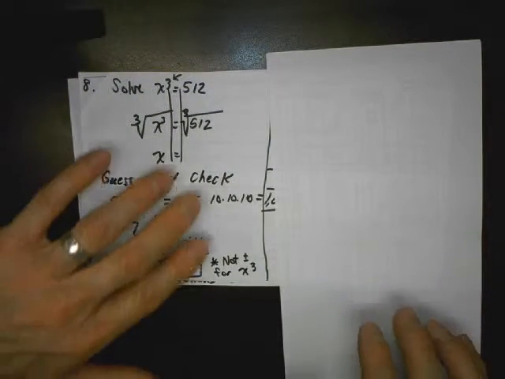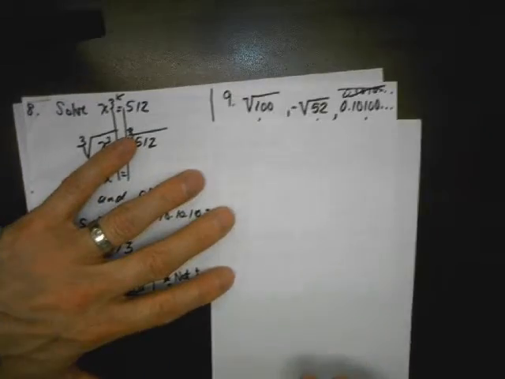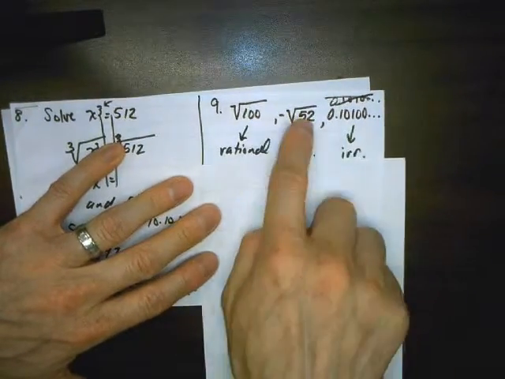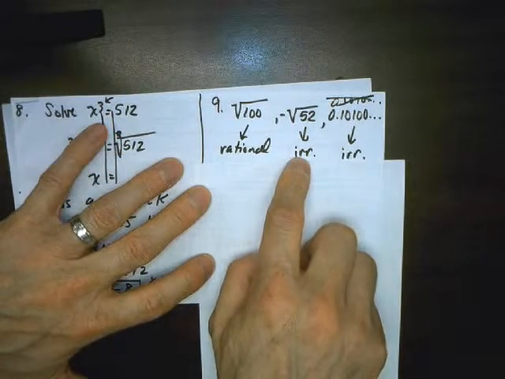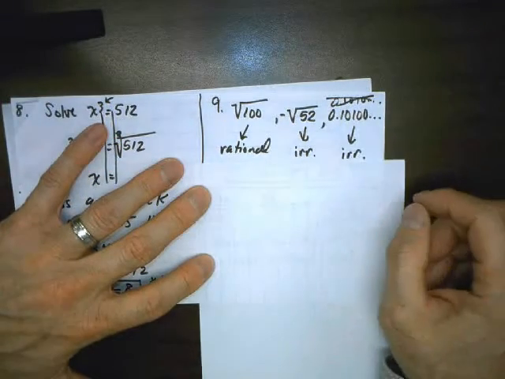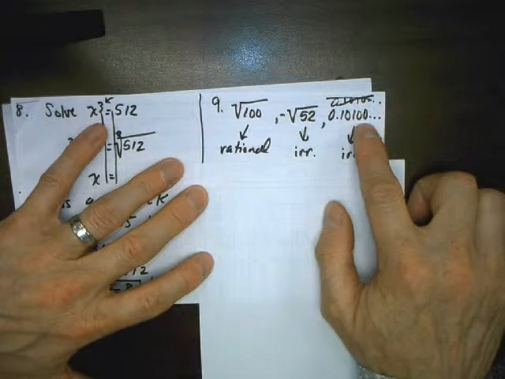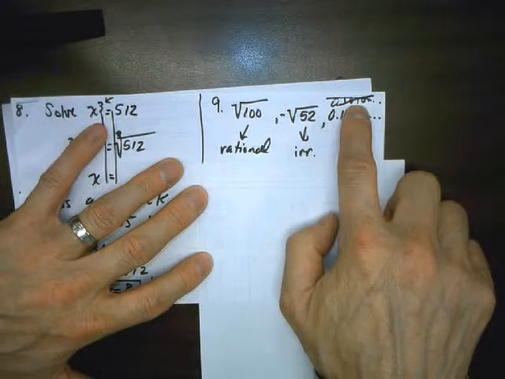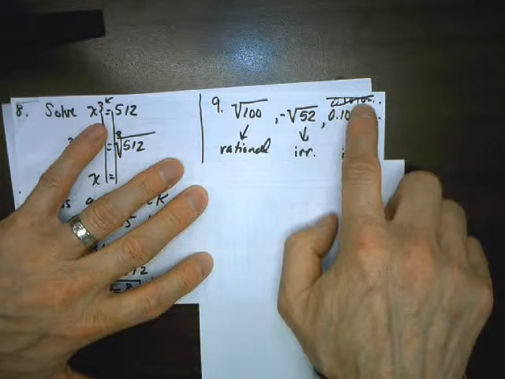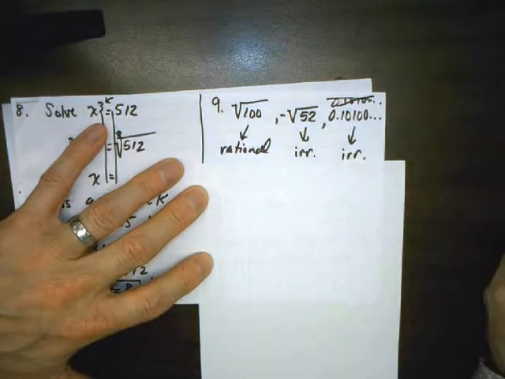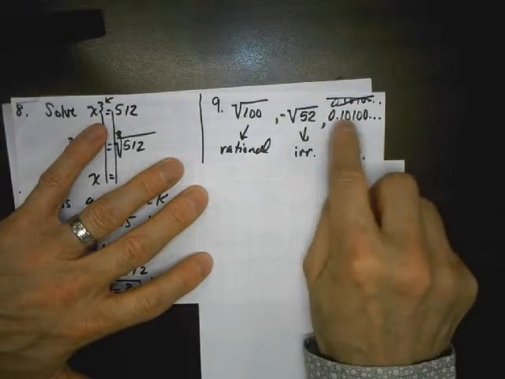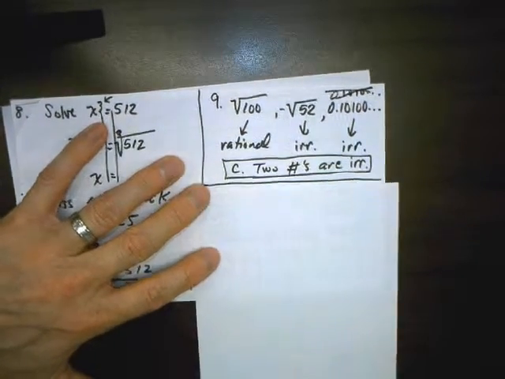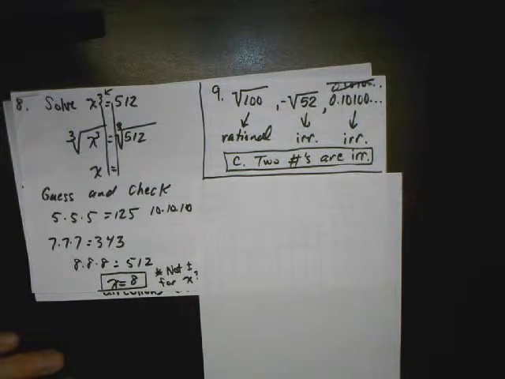Number 9, we are given these 3 numbers, and we know that this is rational because that radicand is a perfect square. This is irrational because that radicand is not a perfect square. And this is one of those weird decimals where it never ends, but it also never repeats. So like up here, if it went 0.101010, if it's repeating the same thing, then that's still rational. But if it's always changing and never ending, that's like pi, that's irrational. So the answer to this question is 2 of them are irrational.